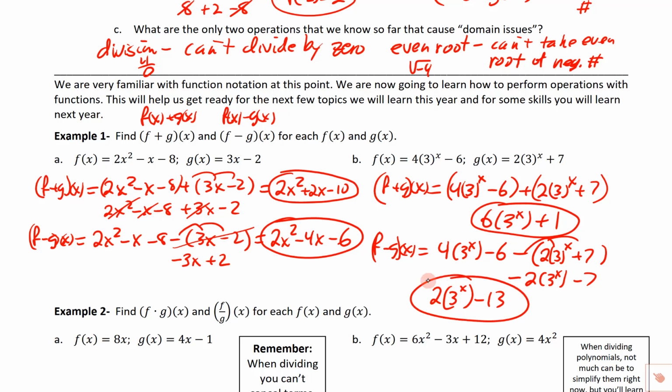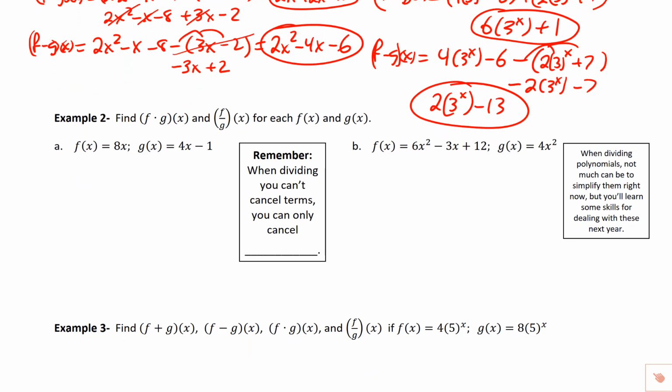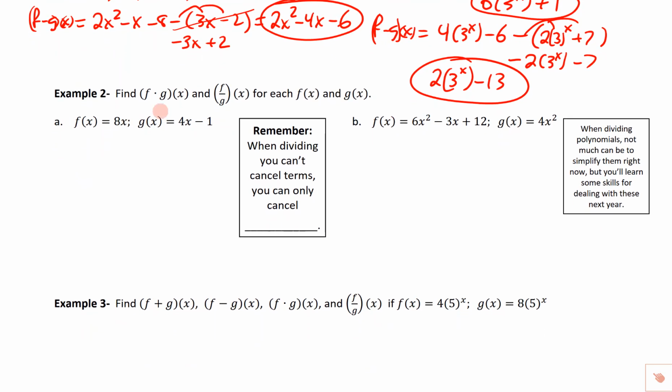Okay, so really what we're doing here is a lot of just simplifying, collecting like terms, making things look as nice as we possibly can. If we take a look at example 2, though, the operation that we're doing is different. So this is multiplication and division. That's going to introduce something new here. And remember, when you're dividing, you can't cancel terms, you can only cancel factors. And I'm going to show you a common mistake that a lot of people make here.